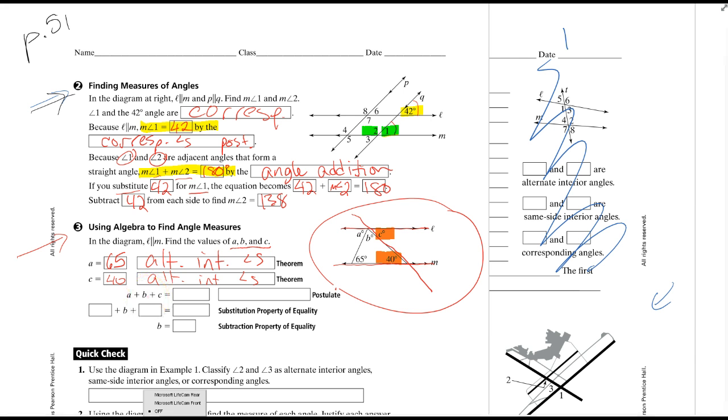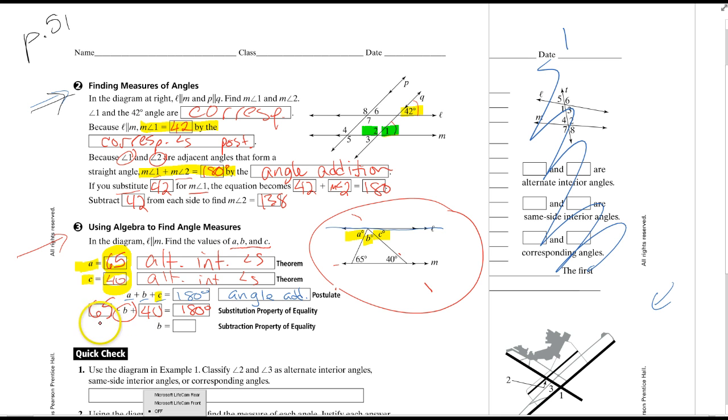So now we've got A plus B plus C adding up to be a nice straight line. So that means down here A plus B plus C has to be 180 degrees, from the angle addition postulate again. So now I'm going to substitute. Every time I see an A, I'm going to write 65. When I see a C, I'm going to write 40. So 65 plus B, I don't know anything about B yet, plus 40 has to be 180 degrees.